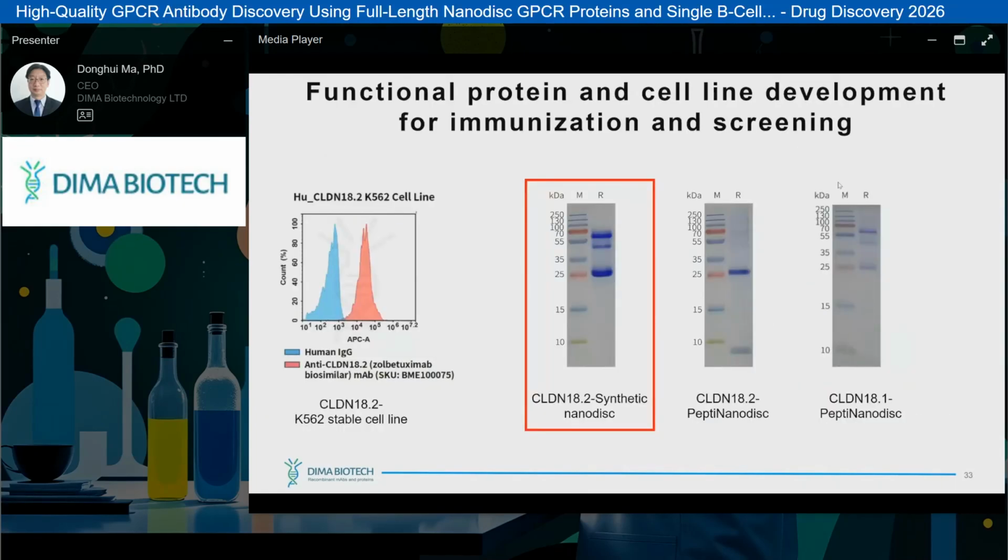In this case, we started by generating functional proteins and a cell line for the immunization and the screening. We developed a K562 cell line overexpressing Claudin 18.2, and we also made second nanodisc and peptide nanodisc for 18.2, and 18.1 peptide nanodisc for the downstream screening.